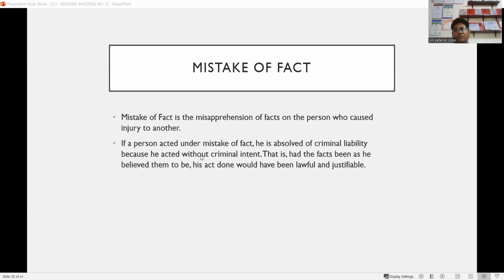So mistake of fact. So this pertains to misapprehension of facts on the person who caused the injury to another. So if a person acted under mistake of fact, he is absolved from criminal liability because he acted without criminal intent. That is, had the facts been as he believed them to be, his acts done would have been lawful and justifiable. Just like my example, okay, a while ago.